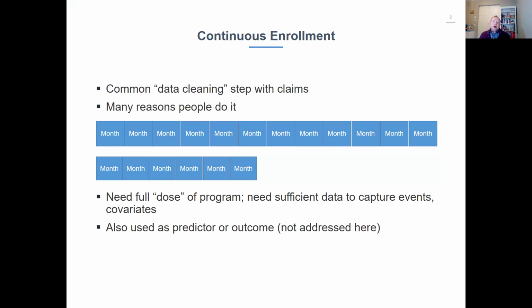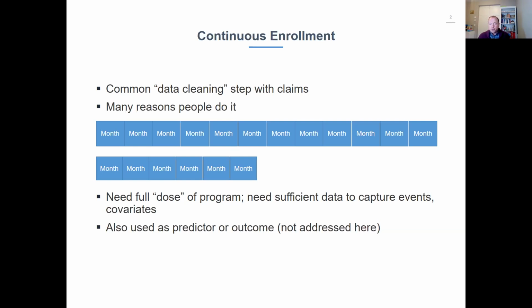Continuous enrollment is a common kind of data cleaning step with claims. People will apply this so that they don't have censored months. They might do it because they want to make sure that a person has gotten the full benefit of the program. They might do it for many reasons. But what it means is that your data end up looking fairly clean. So, the top row of 12 continuous months is a very common thing, or 6 continuous months. So people do this all the time.